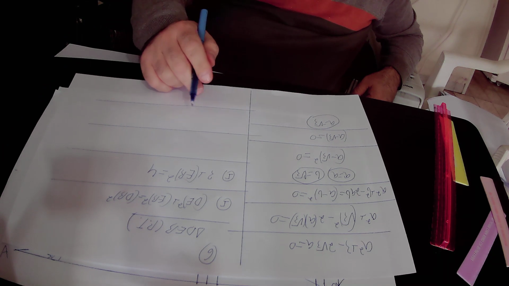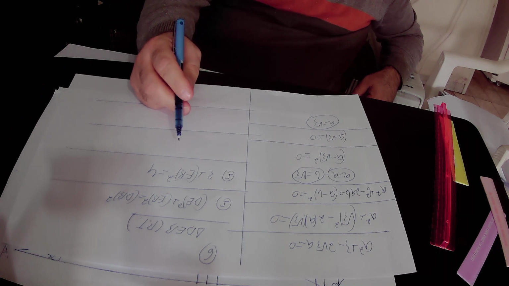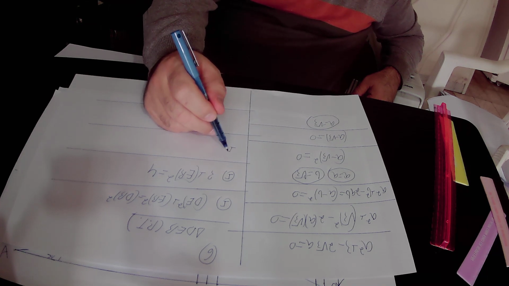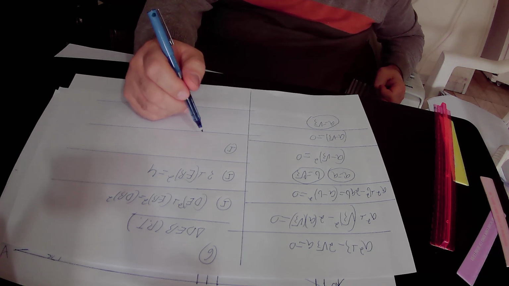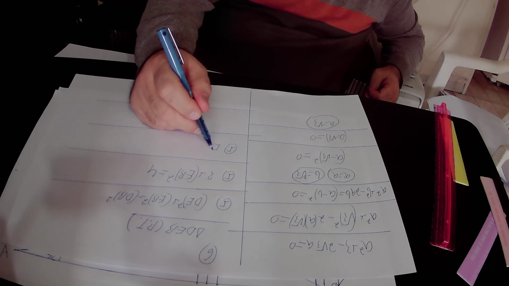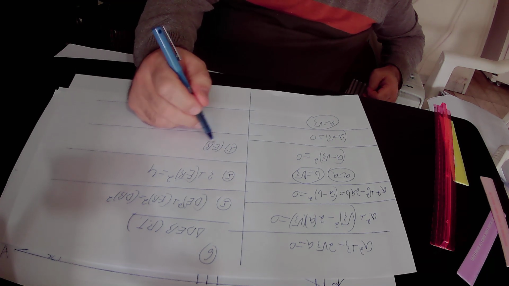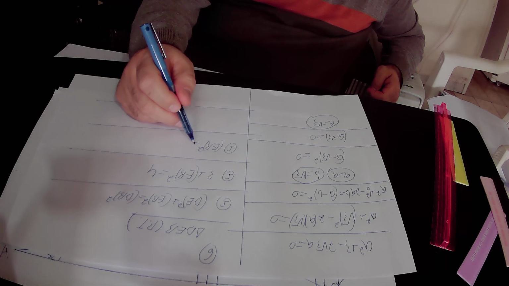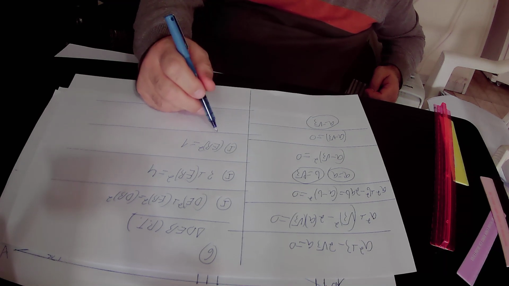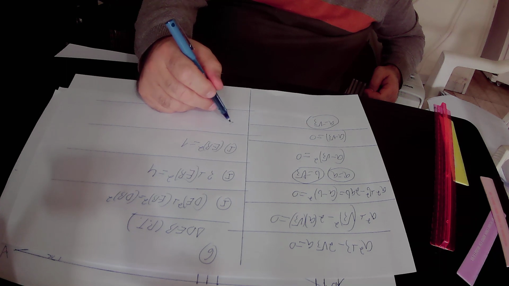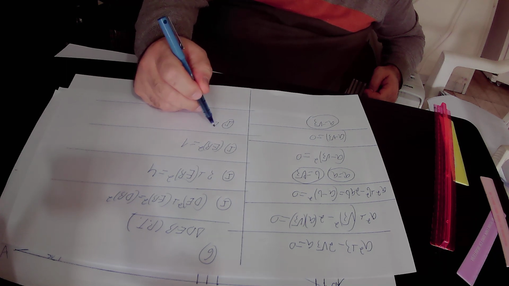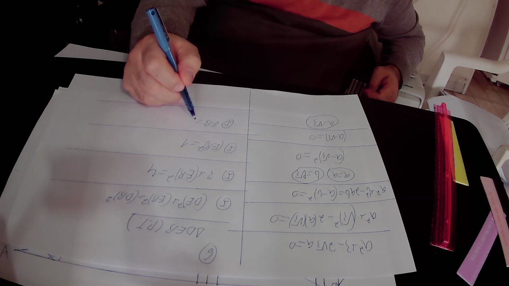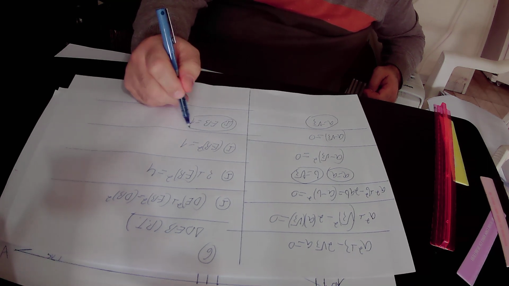Here we will subtract 3 from this equation, equation number 1, and we will get that EB square equals to 4 minus 3. 4 minus 3 is 1. Here we will take a root out of this equation, and we will get that EB equals to the square root of 1. The square root of 1 is 1. So we found out that EB equals to 1.